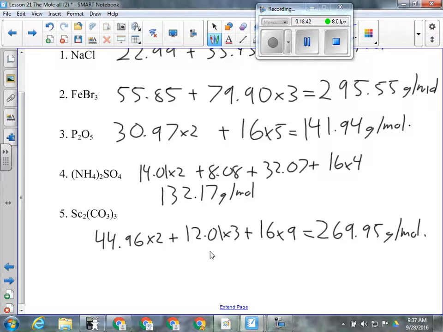Okay, everybody fairly comfortable on how to do that? It's not rocket science. It's part of rocket science, but it's not rocket science on its own. It's basically just looking them up on the periodic table, figuring out how many of each there are, and adding them up. All right, moving on.